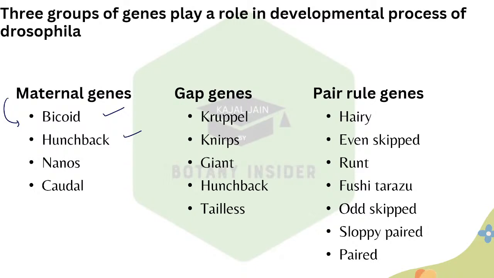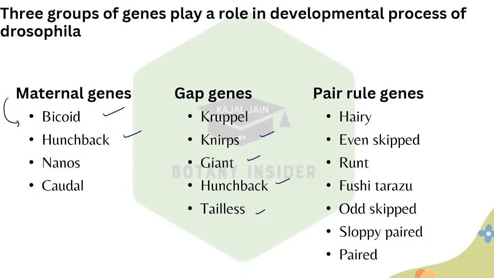In the gap genes, there are five main gap genes. You have to remember each and every name. You can make any mnemonics, whatever way you want to learn, but you'll have to keep a note of all the genes involved in the entire developmental process. That is, you have cripples, krüppel, then giant, hunchback, and tailless.